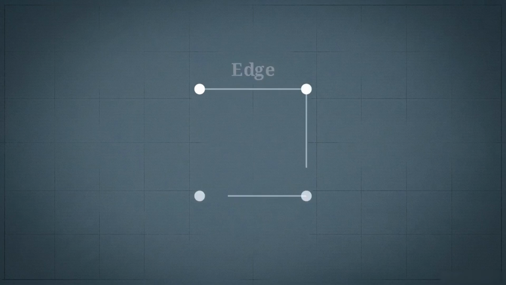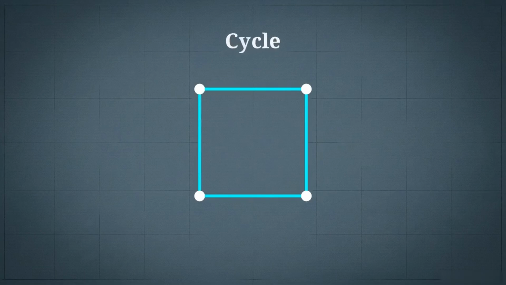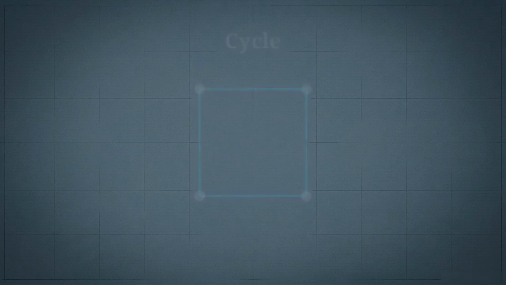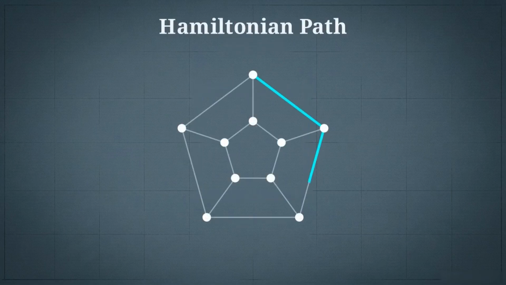In graph theory, a vertex is a fundamental point in digital space. It represents a specific state, like a city on a map or a junction in a network. When we establish a connection between two vertices, we define an edge. A sequence of these connected edges is a path. If that path eventually returns to its exact starting point, it forms a closed loop known as a cycle.